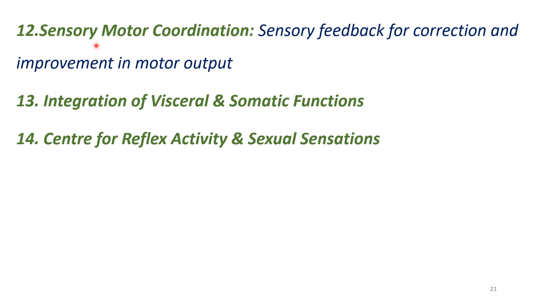Sensory motor coordination. We talked of the sensory function of the thalamus. We talked of the motor function of the thalamus. Now, the coordination: it does have a role to play in the coordination of sensory motor function. The thalamus receives almost all the sensory inputs from the body and closely interacts with the basal ganglia, cerebellum and motor cortex for the motor cortical functions. So it coordinates between sensory and motor function, especially in the sensory feedback for correction and improvement of motor output. Whatever sensory feedback is required for the correction and further improvement of motor output, the thalamus plays a part because it has close association with the cerebellum as well as the basal ganglia.